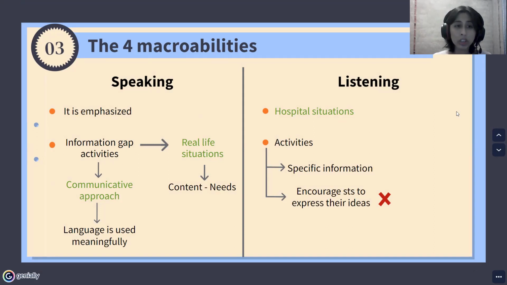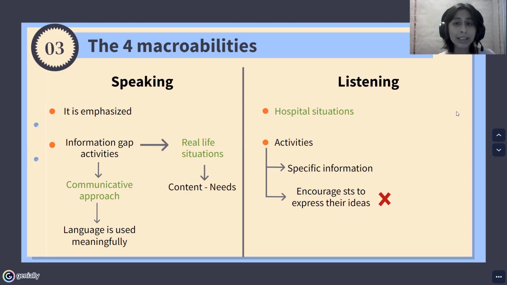I have already mentioned the information gap activities. Well, they are great because students not only produce the language, but they also interact with others. They negotiate meaning. And as I said, these activities encourage communication. That's why I think that this coursebook has considered a communicative approach, because language is used meaningfully. This means it is used with a purpose and in context. These information gap activities resemble real-life situations from hospitals and clinics, and they show how this book has considered students' needs in order to create the content.